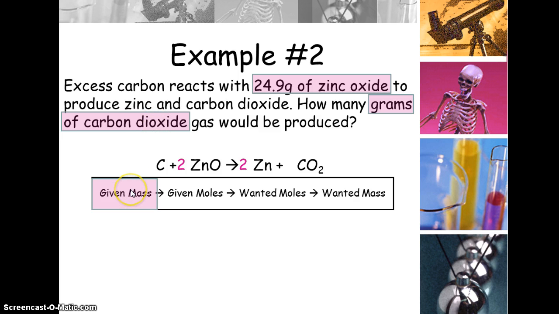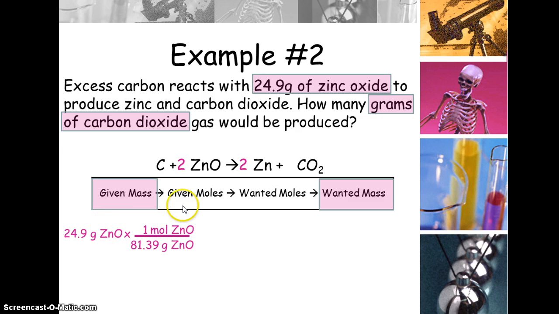So we need to go from given mass to given moles to wanted moles to wanted mass. What that means is we're going to start off with our given mass, 24.9 grams of zinc oxide. The next step is to go from mass to moles. To go from mass to moles, we want to figure out how many grams of zinc oxide are in 1 mole. Using the molar masses on our periodic table, we know that 1 mole of zinc oxide is equal to 81.39 grams.